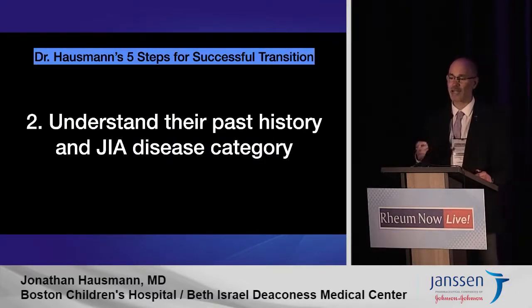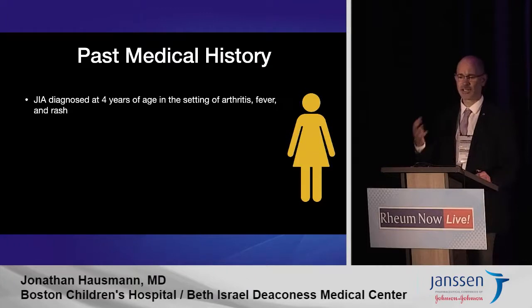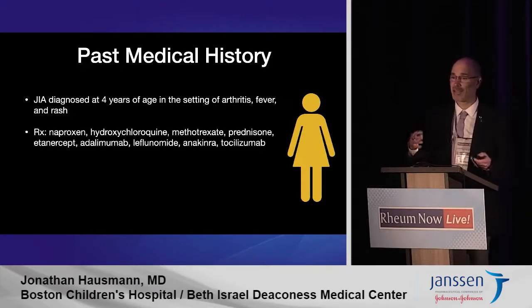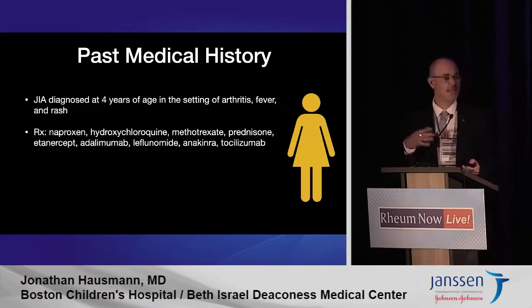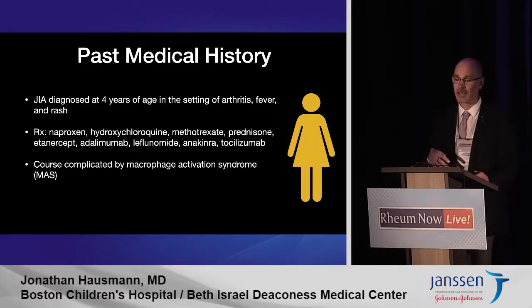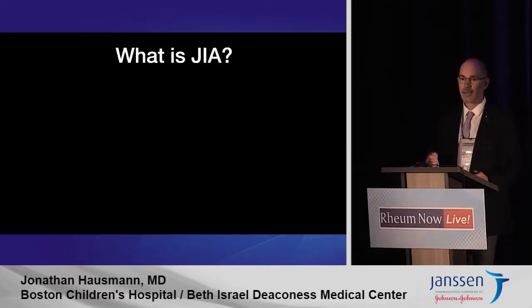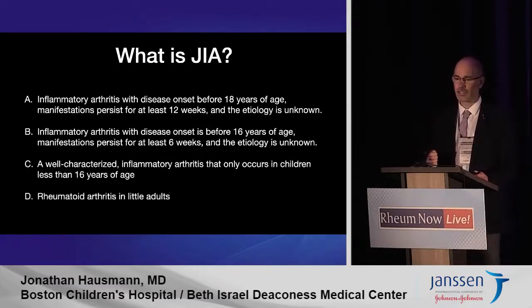So number 2 is understand their past history and JIA disease category. For my patient, she was diagnosed at age 4. She had arthritis, fever, and rash. She was diagnosed in the early 2000s and basically experienced every medication as soon as it came out. She was initially on NSAIDs, hydroxychloroquine, methotrexate, prednisone, and then a host of biologics. Her course was complicated by macrophage activation syndrome, and she was switched to canakinumab a couple of years before she transferred care to me. So the first question is, what is JIA?